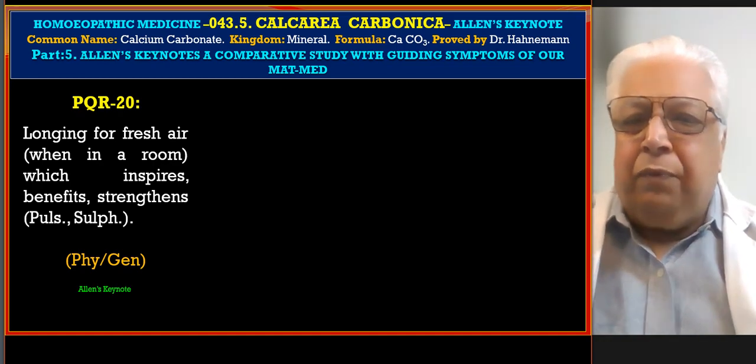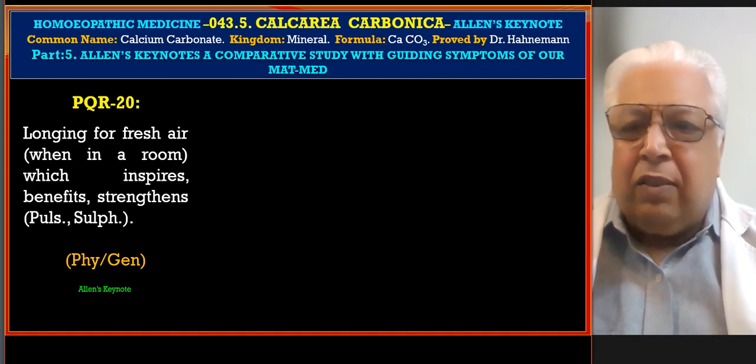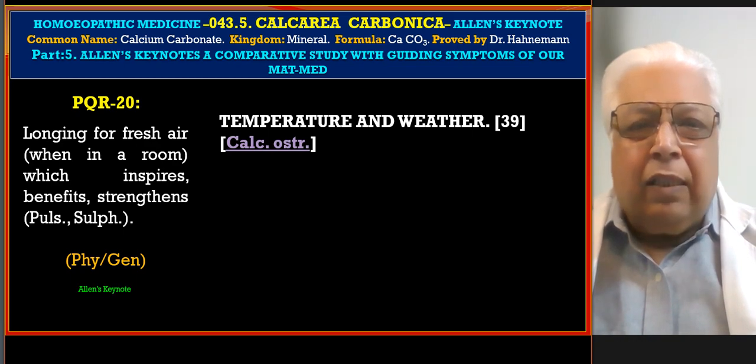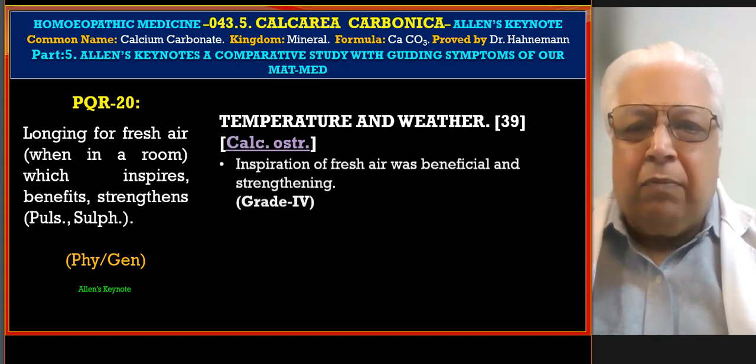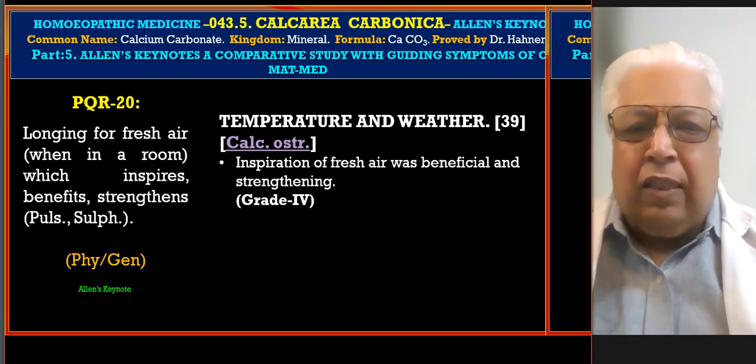We come across PQR 20, longing for fresh air when in a room, which benefits and strengthens, similar to pulsatilla and sulphur. It is a physical general, and we find the reference in the temperature and weather section 39 in Hering's Guiding Symptoms. This is a fourth grade representation here. Inspiration of the fresh air was beneficial and strengthening.